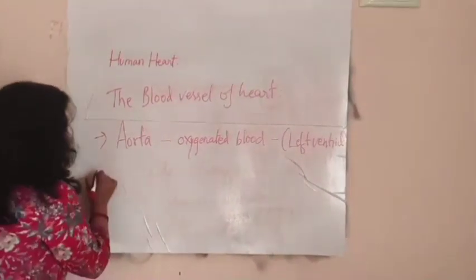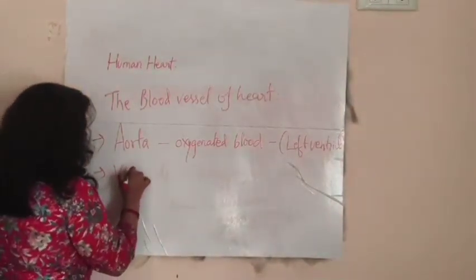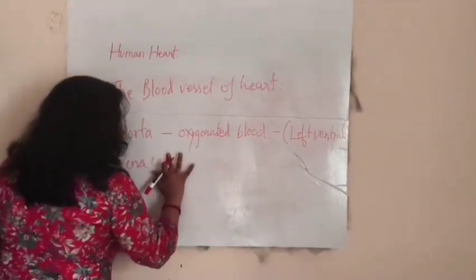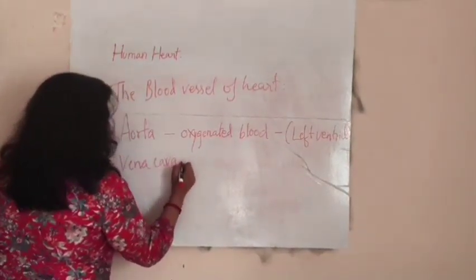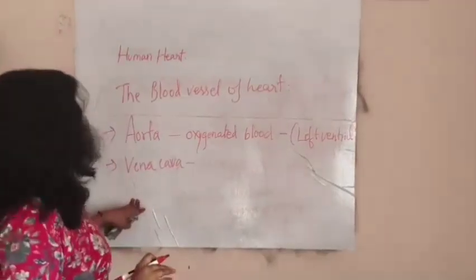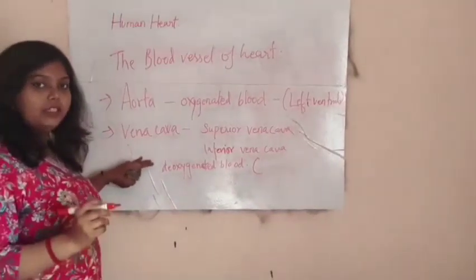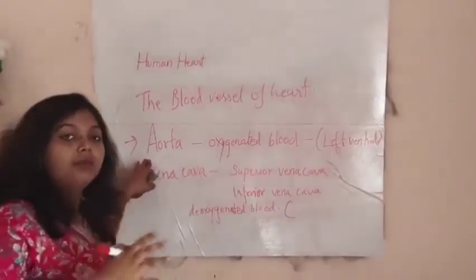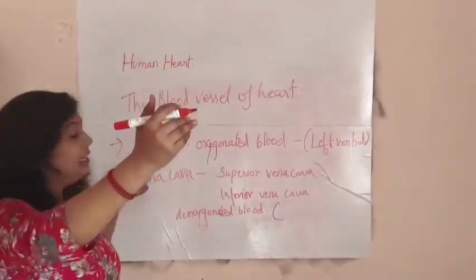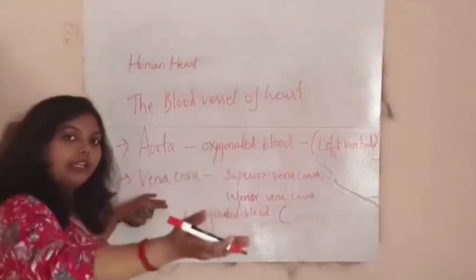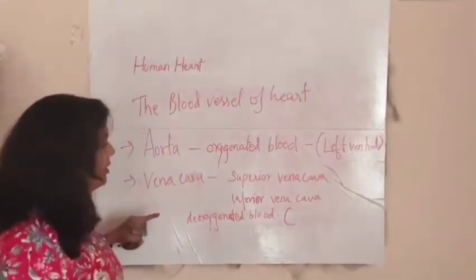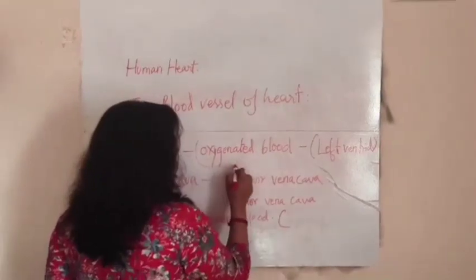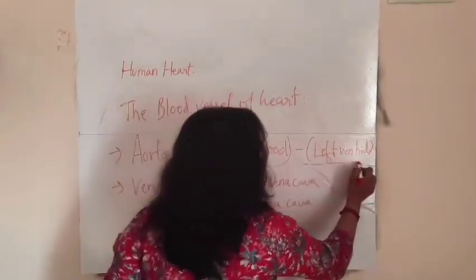Okay. Now we have vena cava. This is a vein. Vena cava is the vein that comes to the heart. Okay. As we learned prior, arteries take the blood away from the heart, and veins get the blood back to the heart. Okay. Now, so with aorta, we have the oxygenated blood as it's an artery from the left ventricle.